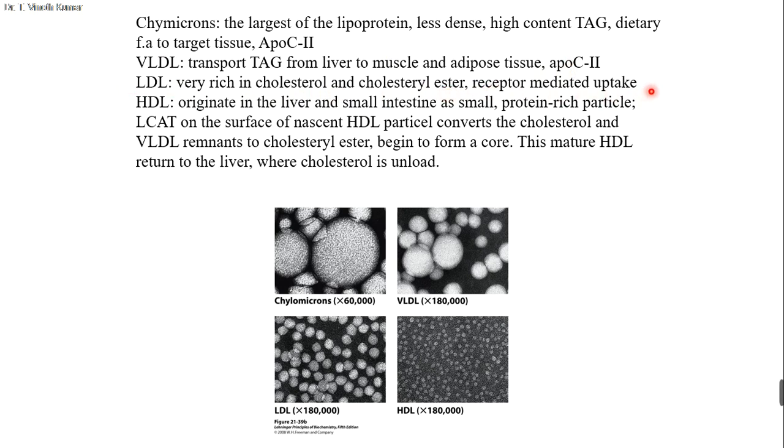Receptor mediated uptake functions as the transport mechanism. HDL originates in the liver and small intestine as a small, protein rich particle. LCAT on the surface of the nascent HDL particle converts cholesterol and VLDL remnants to cholesterol ester, which begins to form a core. This mature HDL returns to the liver, where cholesterol is unloaded.